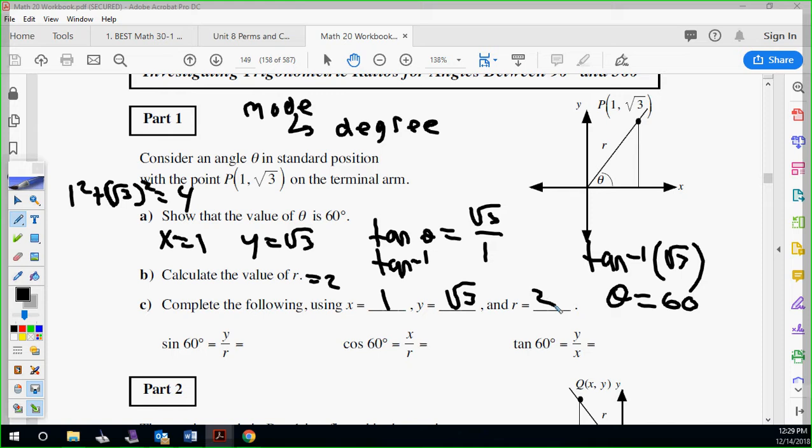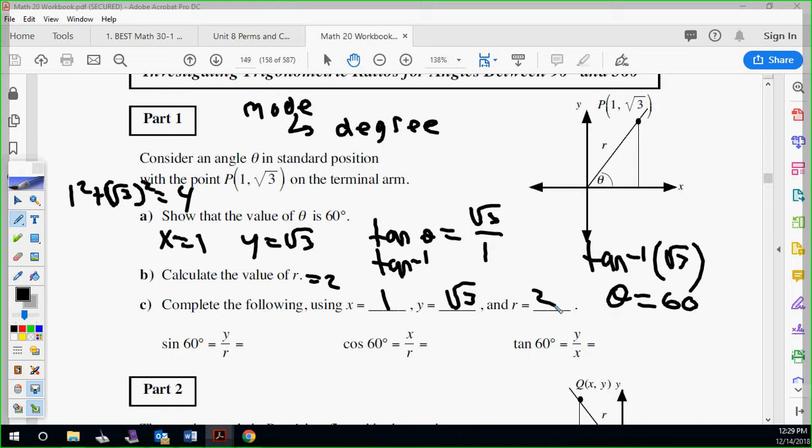So here's the interesting thing I want you guys to do. This is what I think is pretty neat about trigonometry. I want you to put sine of 60 in your calculator and see what that decimal is. Now take y, root 3, and divide that by 2. So root 3 divided by 2. Yes, it's the same thing.